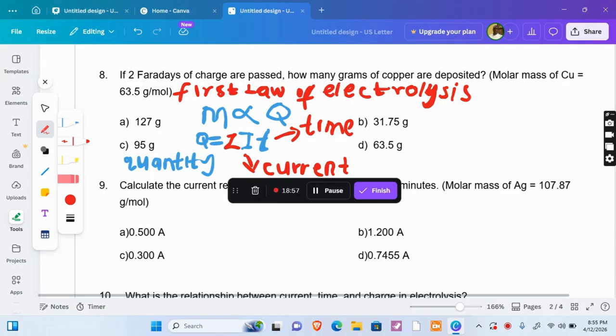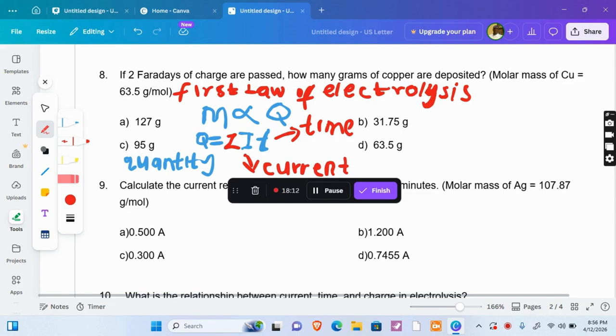All right. So now let's go to the second law. The second law of electrolysis by Michael Faraday states that when the same quantity of electricity is passed through a solution of two or more electrolytes, the number of moles of each electrolyte is directly proportional to the mass of the electrolyte that is deposited during electrolysis.